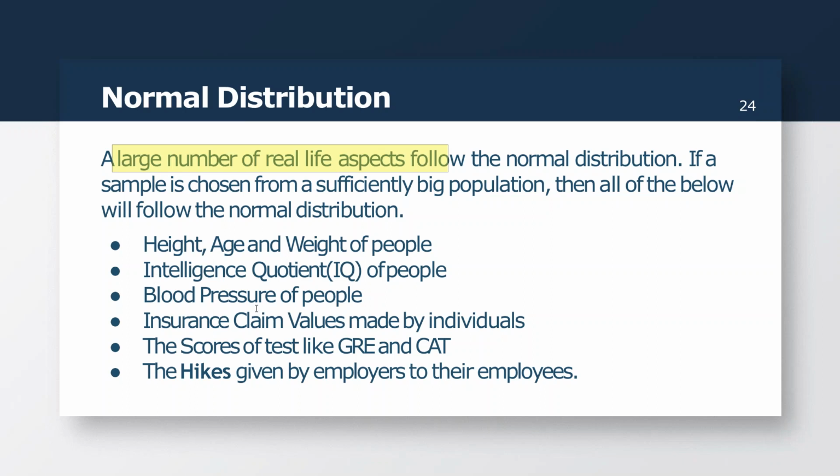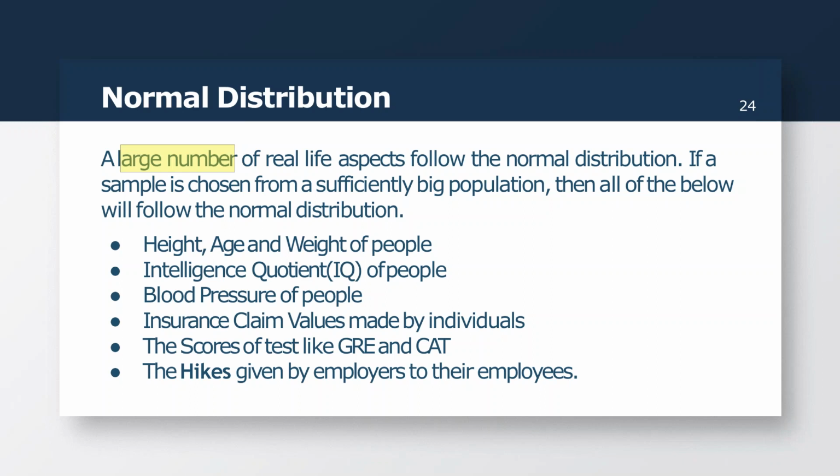Then maybe the IQ of people, blood pressure of people, insurance claim values made by individuals. Yes, it also happens for non-natural phenomena. But this holds true again only if you have a large enough sample. You can see it in test scores, hikes given by employers to the employees. You can see it in all sorts of places, with the only condition being it should be a large enough number.